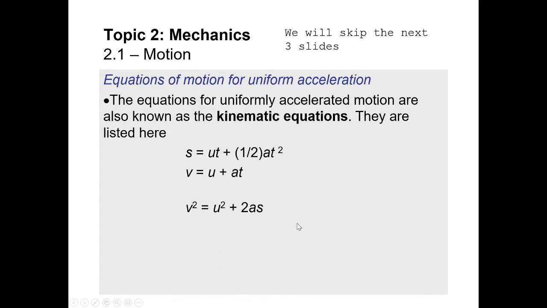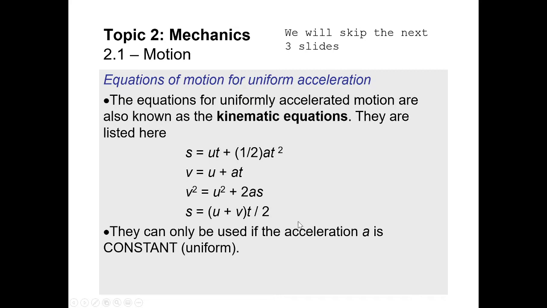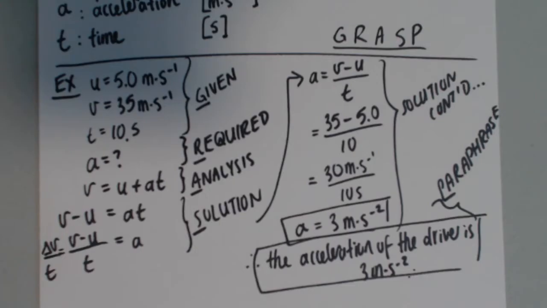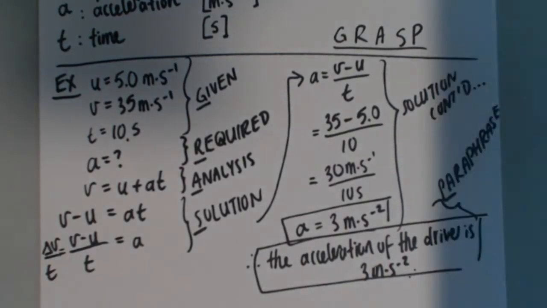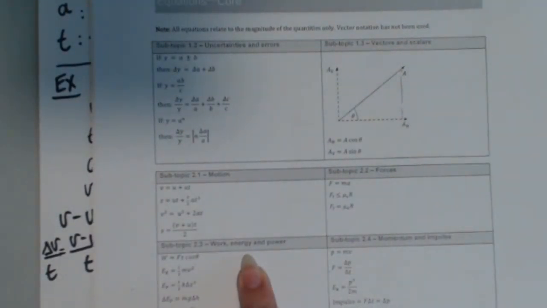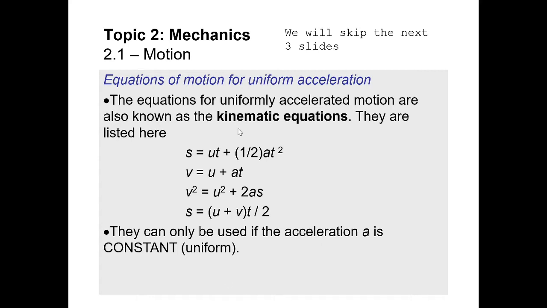All right, so here are the 4 kinematics equations. And like I keep mentioning, I hope you have your data booklet in front of you. Those 4 equations are right here in box 2.1. So make sure you constantly refer back to this. They're here on this slide as well. And again, you can only use them if the acceleration is constant. Now, the next 3 slides in your booklet, we're going to skip them.